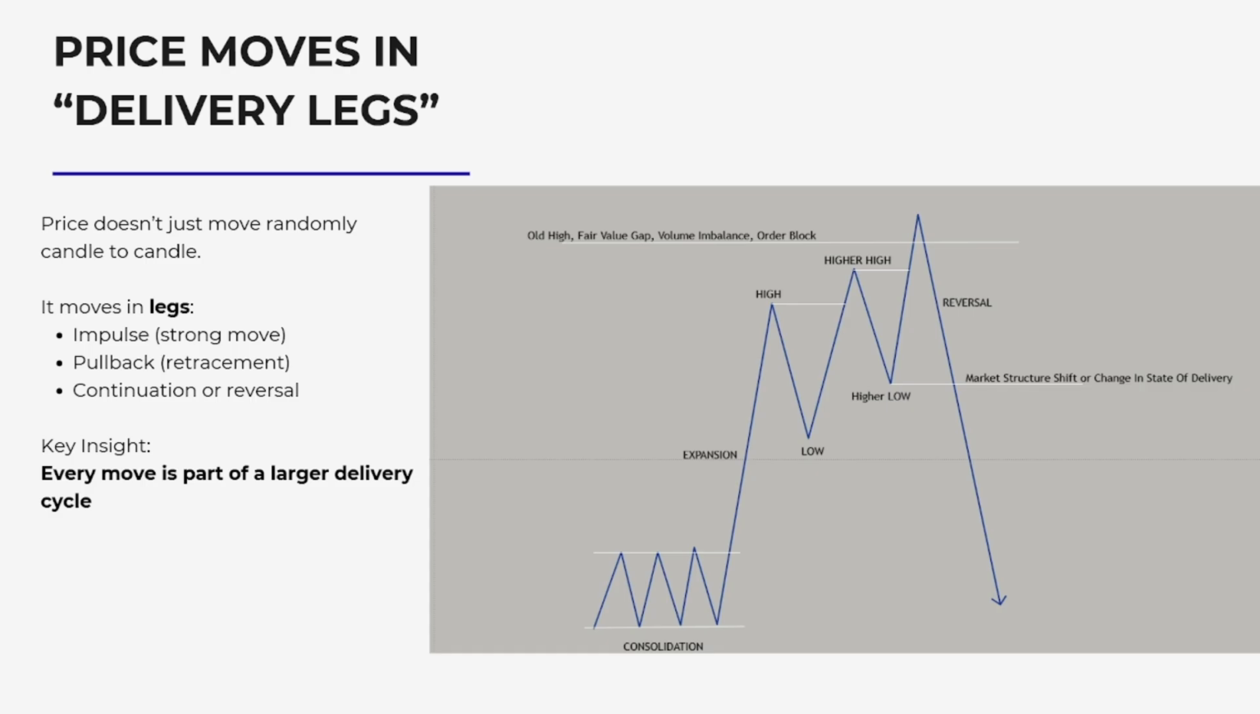Price comes to an old high, a fair value gap, a volume imbalance, or order block, and that is where we catch our reversal, right? Because that was a draw on liquidity. And then boom, we have our market structure shift or change in state of delivery, and price continues. So this is kind of just a breakdown of how price moves in delivery legs.